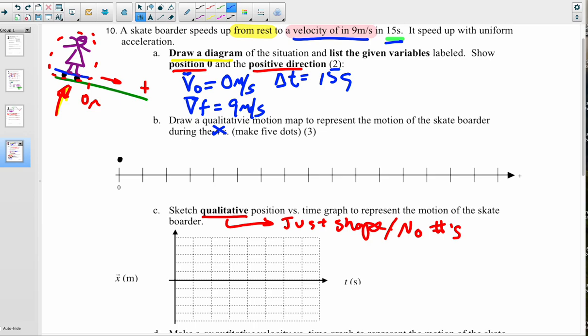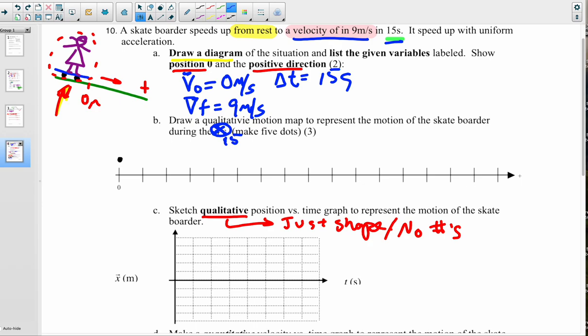Next up, draw a qualitative motion map that represents the motion of the skateboarder. Now, because it's 15 seconds for the big problem, normally there should be 1 dot per second, which would be 16 dots, which is too many for up here. So we're going to build this with just 5. On here, I had the wrong number. That's for 15 seconds, but we're going to do this with 5 dots.